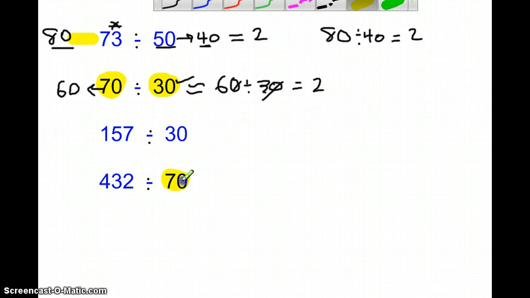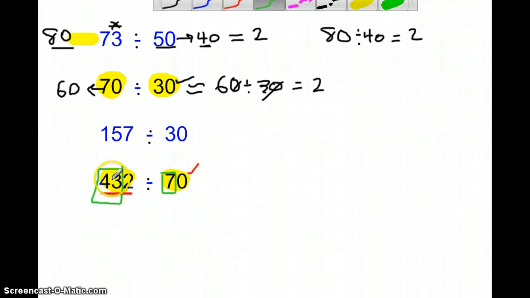So we have 70 here and we have 432 here. If I decided to keep the 70, what number can I make 432 become that would be easily divisible by 70? So what could 432 become to be easily divisible by 70? Well, the way you would look at it is 43 and 7. That's my basic fact.